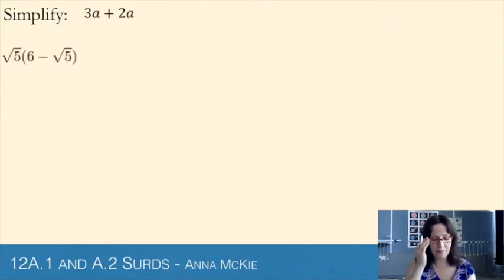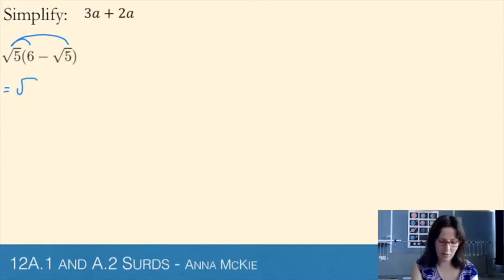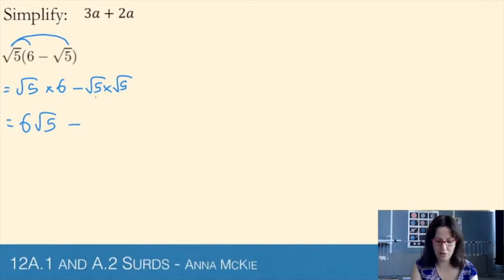So multiplying this bracket out here, we're using the distributive law, so you have to distribute that root 5 to both terms inside. I'm going to write it out the long way while we're practicing this in early days. So we've got root 5 multiplied by root 6 and then root 5 multiplied by root 5. And I'm putting the negative sign in here. Simplifying that, 6 root 5, and then root 5 multiplied by root 5 gives us just 5. So our final answer is 6 root 5, take 5.